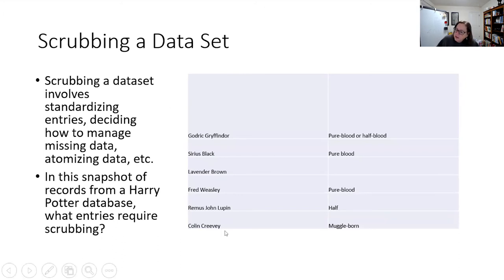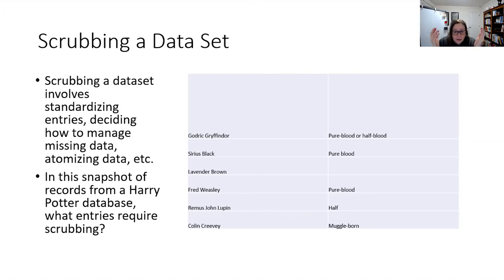Here is a little snippet of a data dictionary from a Harry Potter data set. And you can see I'm just showing two columns, names of people in the Harry Potter series, and then what their blood status is. Take a second and look over here. Do you see any problems when I use software, or I write it myself to say, match on these words? Do you see any problems that I might encounter here?